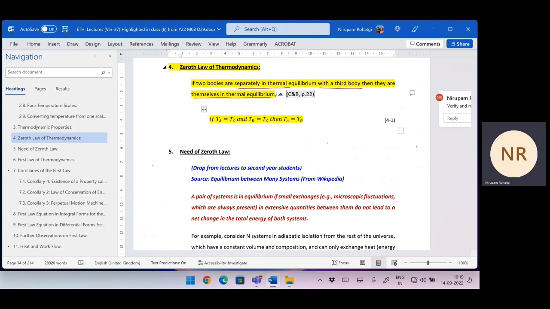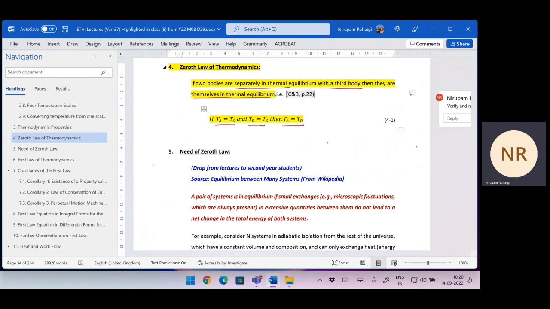And we already know what thermal equilibrium is. If two bodies have the same temperature, then they are in thermal equilibrium. Or if two bodies are in thermal equilibrium, then they will have the same temperature. This is the definition of thermal equilibrium. Now what we are saying here is, if TA is equal to TC and TB is equal to TC, then TA is equal to TB.